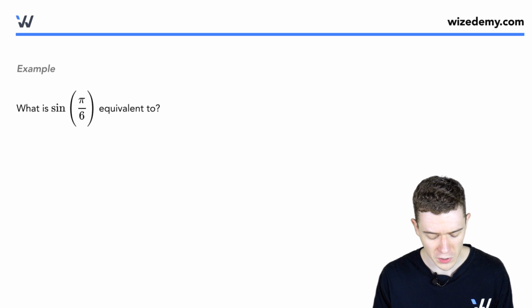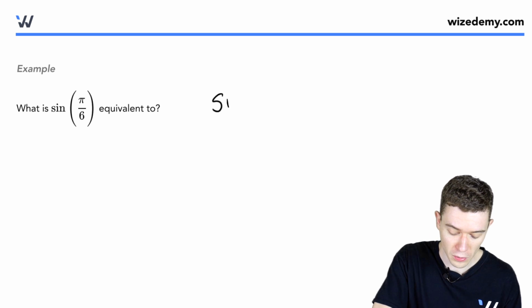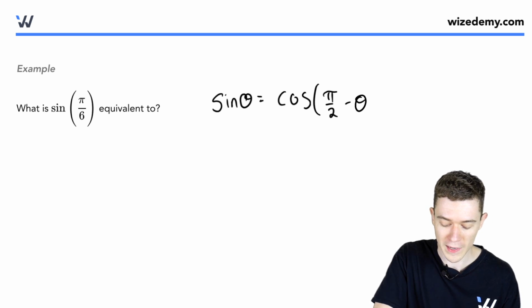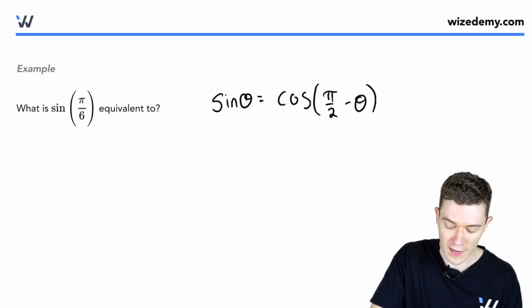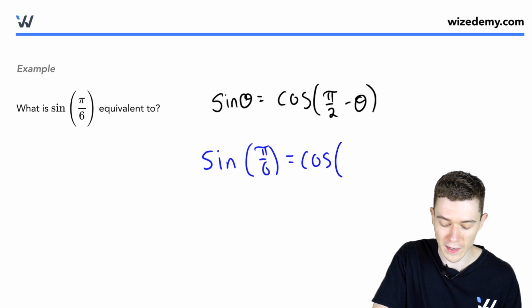What's sine of pi over 6 equivalent to if it's another trig function? We know that sine of theta is equal to cosine of pi over 2 minus theta. In this case, we have sine of pi over 6. That's our theta. So this will be cosine of pi over 2 minus pi over 6. We just have to deal with some fractions here.